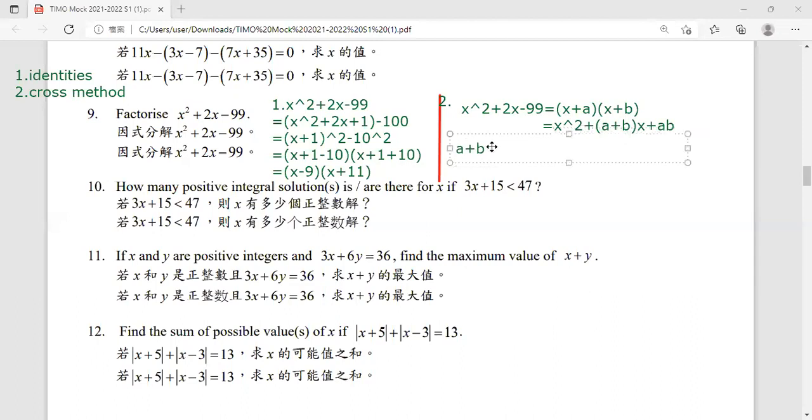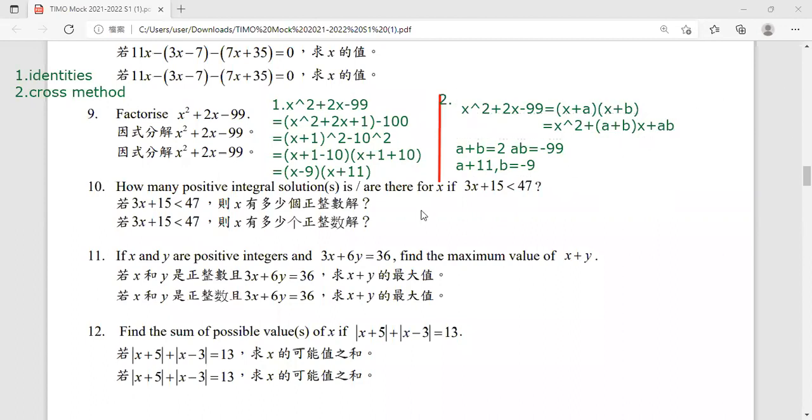Then a plus b equals 2 and ab equals negative 99. And you'll find some numbers to satisfy this. So you'll find a equals 11 and b equals negative 9. So you arrive at the answer: x plus 11, x minus 9. Okay.